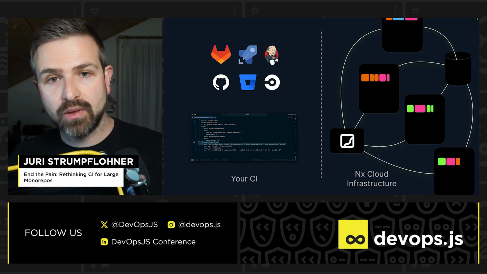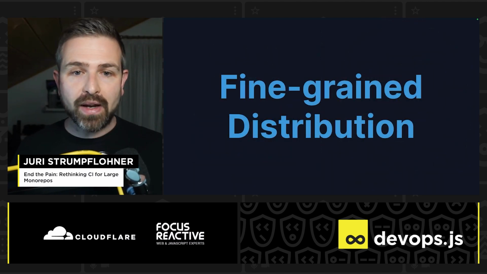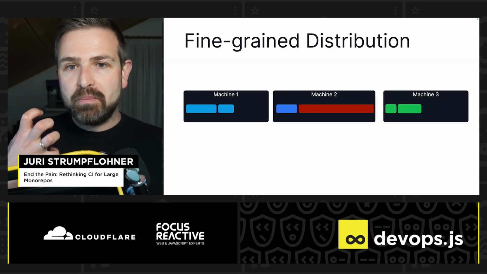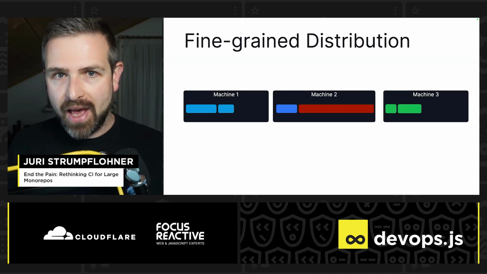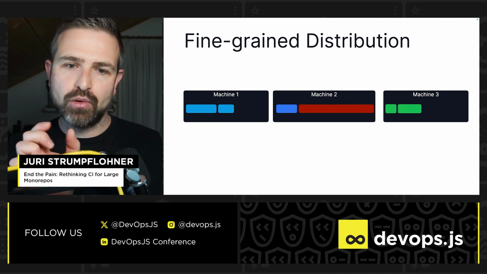But on the cloud part, basically the whole infrastructure is then being managed. So how does fine-grained distribution look like? Well, one of the big concerns that we often have is that machine in the middle. So that end-to-end test, the red block that you can see.